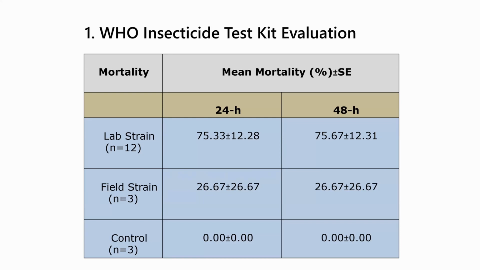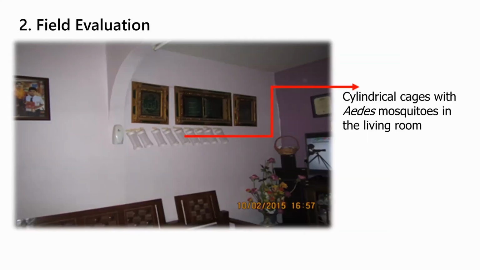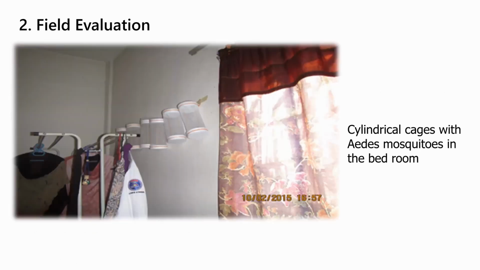So what we will do in IMR is that, first of all, we will use the WHO bioassay testing, using the lab strain and field strain to see if there is resistance development. Then we will do field evaluation by using WHO cylindrical cages, and we will put the field-collected mosquitoes, which are F1 generation, very similar to the wild type mosquitoes, in these cylindrical cages, which are placed in the living room, in the bedroom, and in the kitchens.